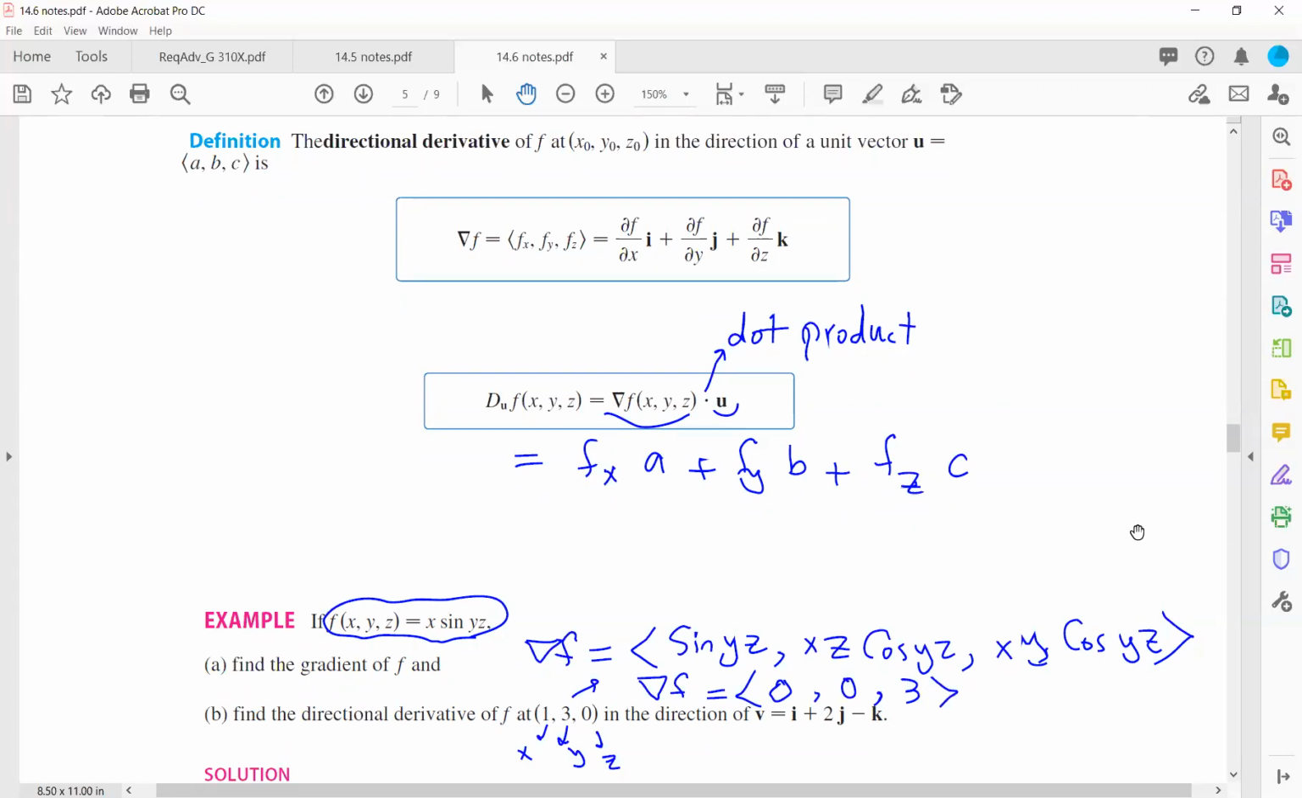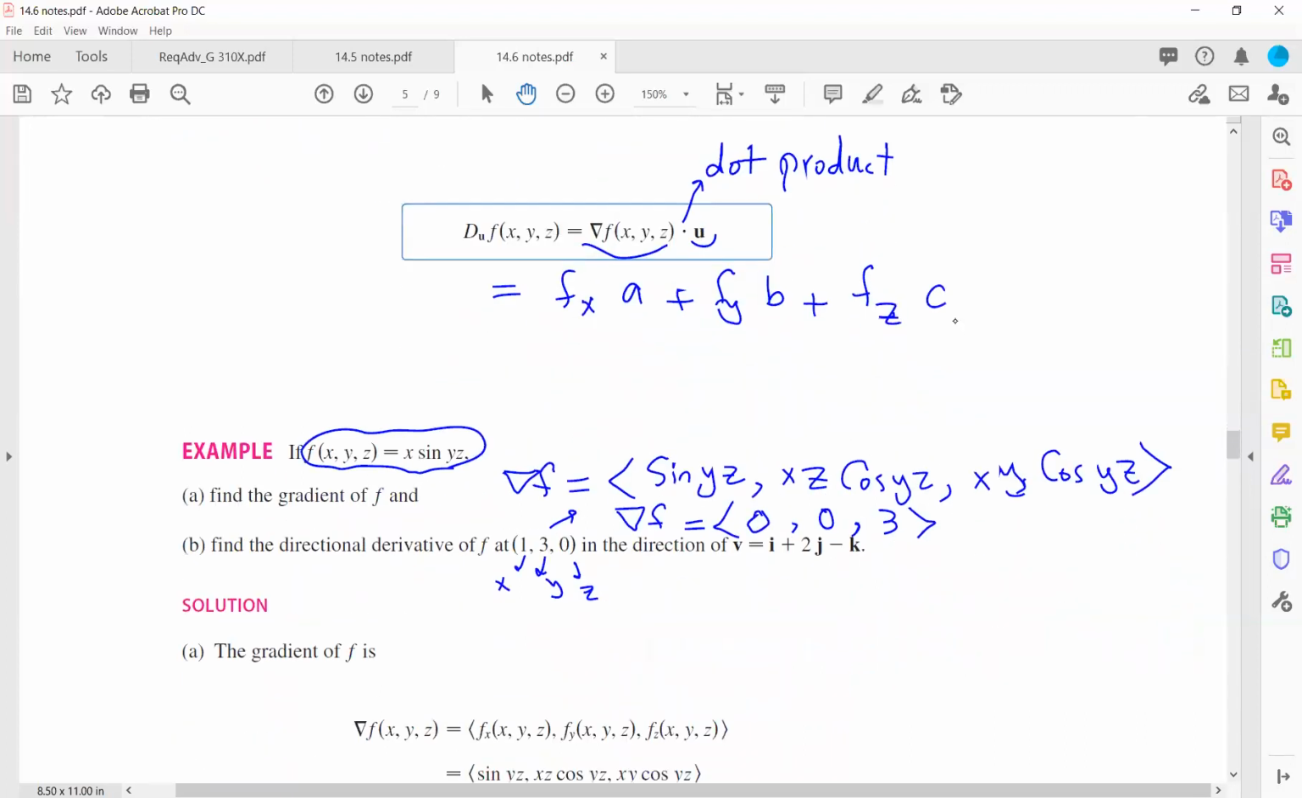Now, is this vector a unit vector? So we have to check the length of v. We get 1 plus 4 plus 1. As you can see, it is square root of 6, which is not 1. What's the remedy for that? You have to divide v by its length.